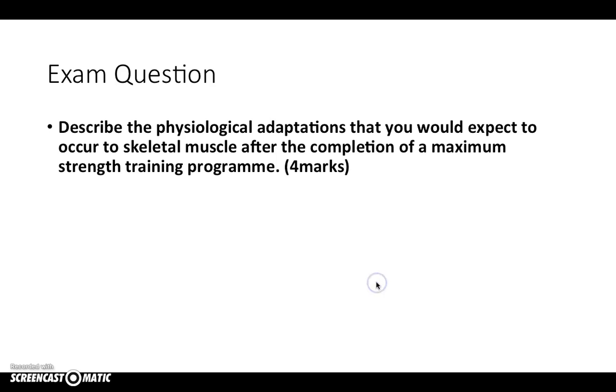Now, what I want you to do, this is an exam question that was set a few years ago. Describe the physiological adaptations that you would expect to occur to skeletal muscle after the completion of a maximum strength training program. I want you to answer that and get it back to me. I want corner notes or some sort of note-taking system on these physiological adaptations. Please send a picture of them, email them to me, and also answer this question. Please try not to use your notes. Obviously, if you need some help, go back to them.